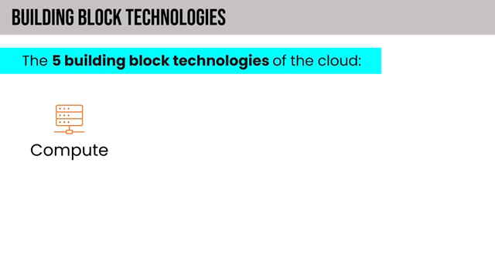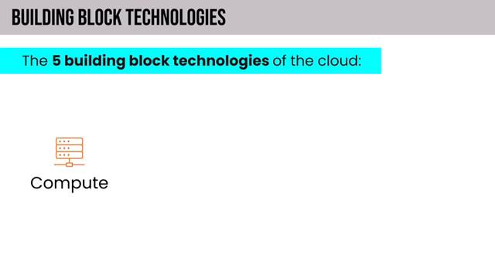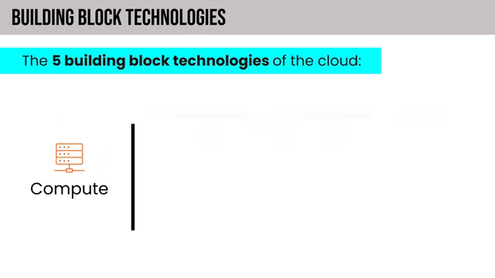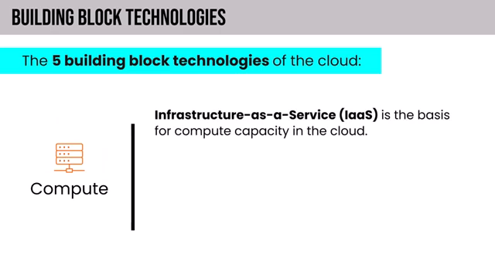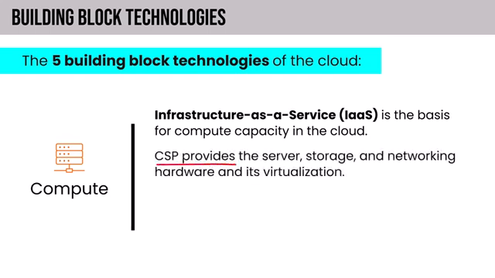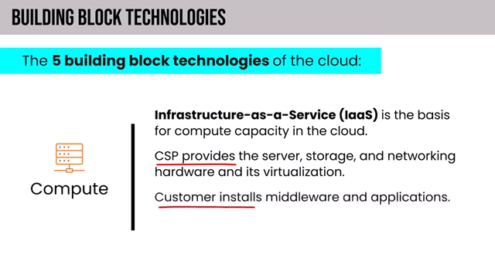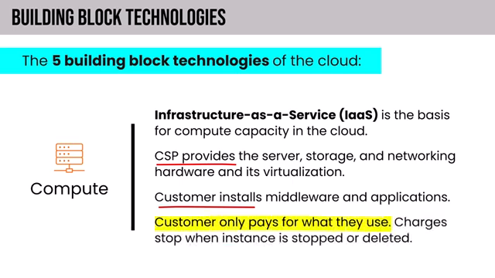So let's begin with compute. In the area of compute, infrastructure as a service, or IaaS, is the basis for compute capacity in the cloud. The CSP provides the server, the storage, and the networking hardware, and virtualization of all of these components. The customer installs middleware and applications on virtual machines, and the customer only pays for what they use. The charges stop when the instance is stopped or deleted.